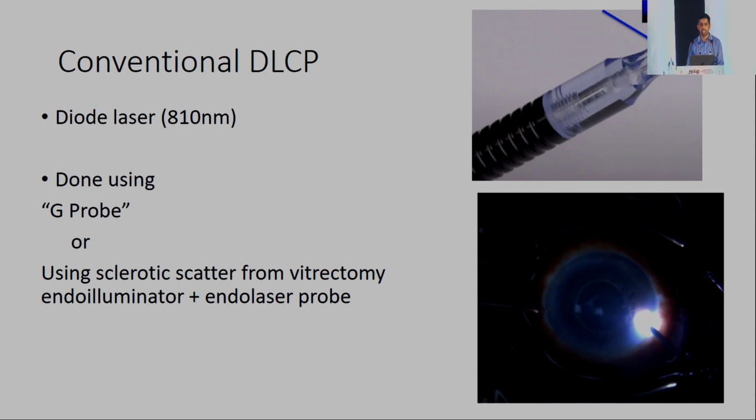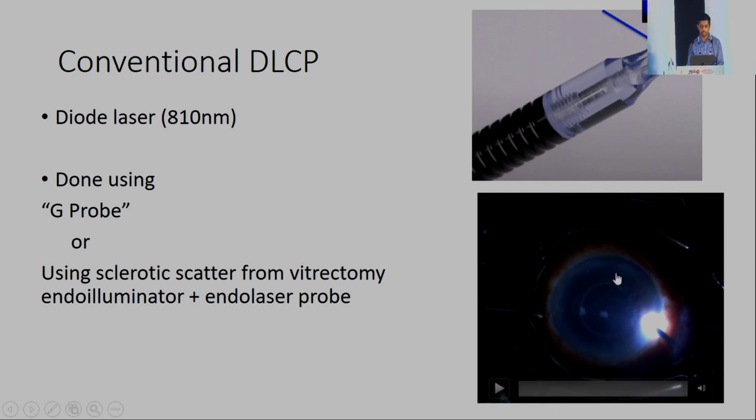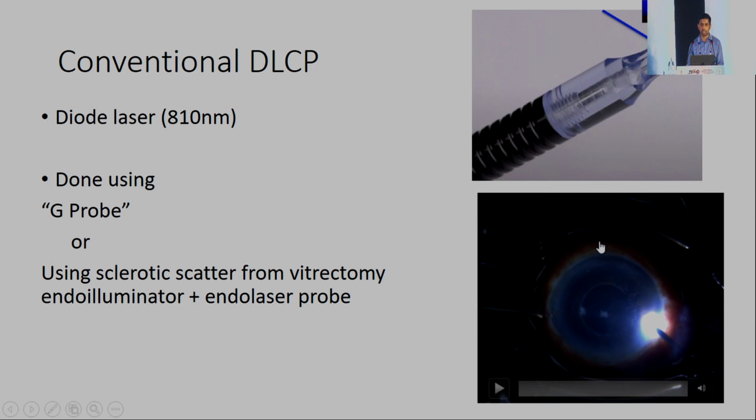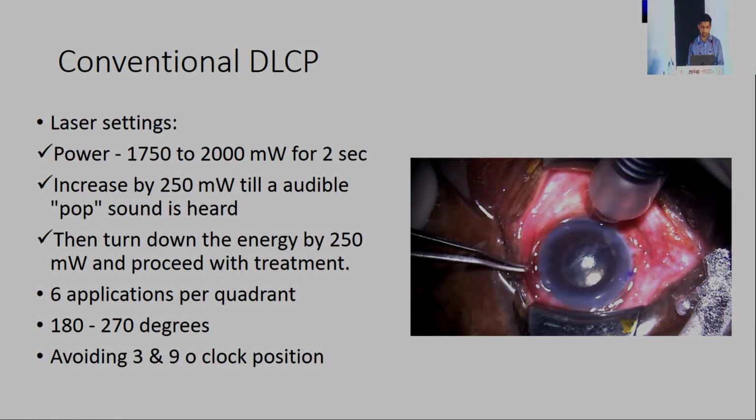Here, a diode laser is used. It is done using either a G probe. If you don't have a G probe, we can use scleral scatter. We can use a vitrectomy endoilluminator, which is used at the limbus to generate a scleral scatter. And marking is done at the junction of the lighter and the darker area, and the laser is given at this junction.